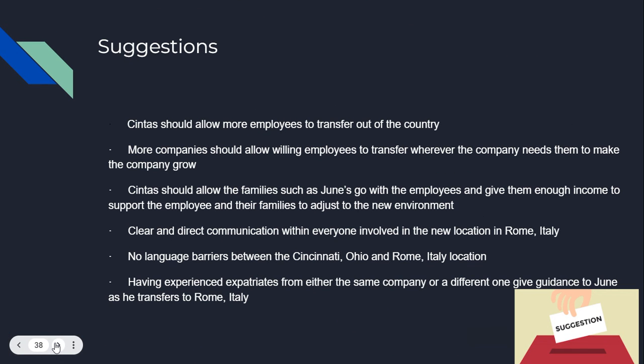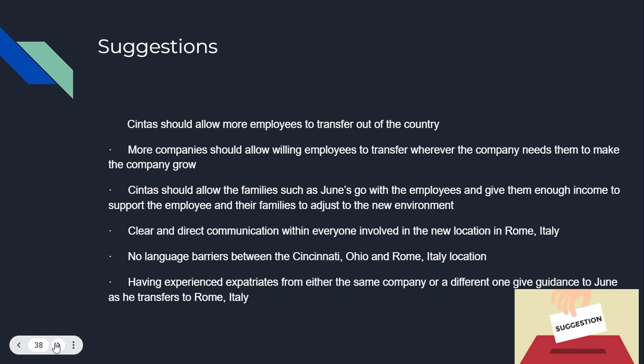The suggestion is Cintas should allow more employees to transfer out of the country. More companies should allow willing employees to transfer wherever the company needs them to make the company grow. Cintas should allow the families such as June's go with the employees and give them enough income to support the employees as their families are being adjusted to the new environment.